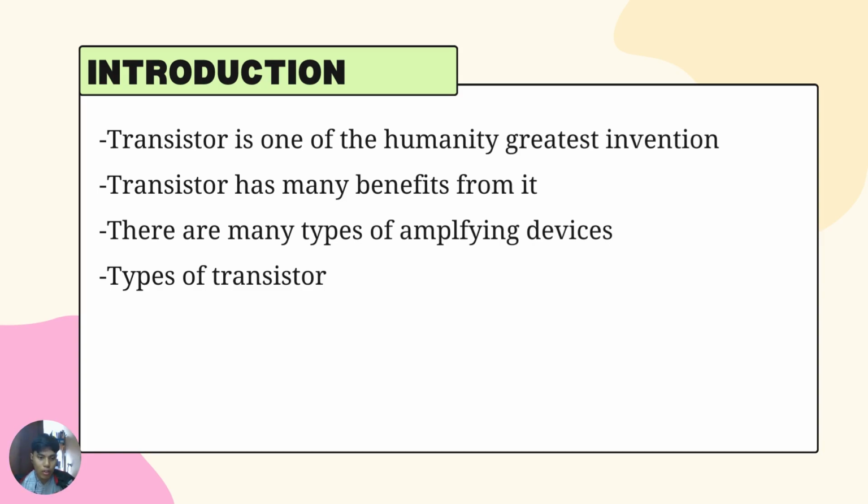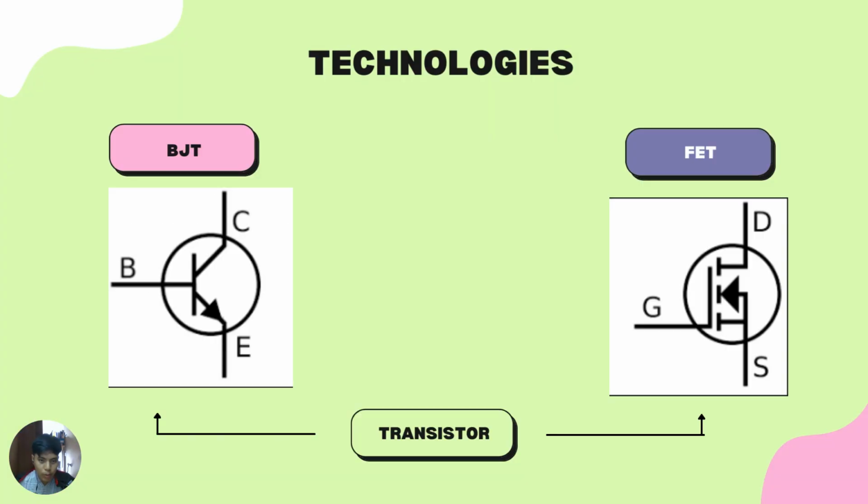For the types of transistor, we can see that there are BJT and FET. BJT stands for bipolar junction transistor and FET is field effect transistor. These are the technologies that we use for amplifying devices. As I said before, this is the BJT diagram and this is the FET diagram.